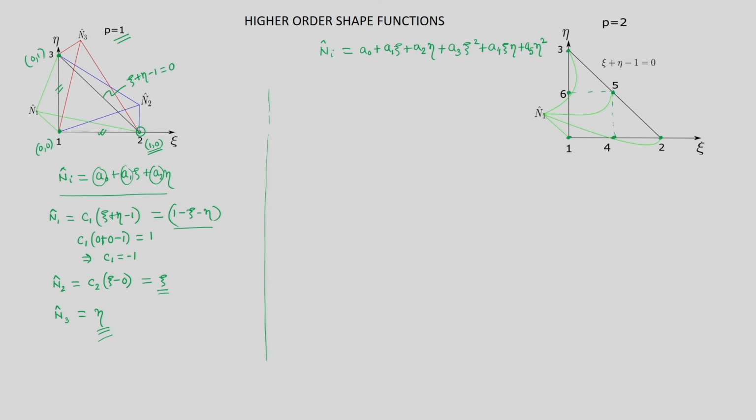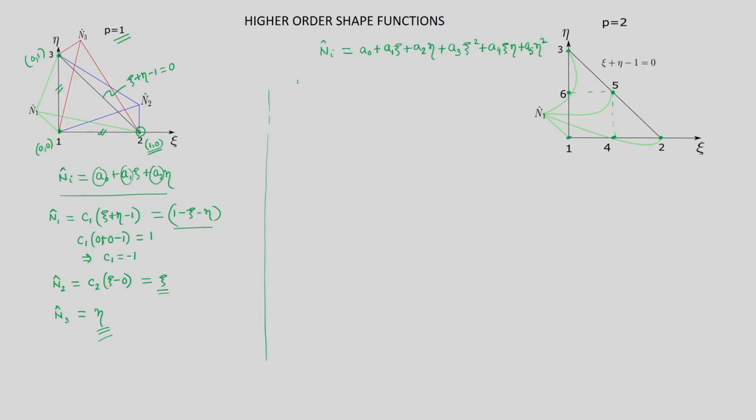Now, how to calculate these coefficients? Either we can use the definition and construct the 6 equations and obtain the 6 coefficients, or we can look at the Kronecker delta property and derive the shape functions. Now, let us see about N1 hat. So N1 hat for p equal to 2.